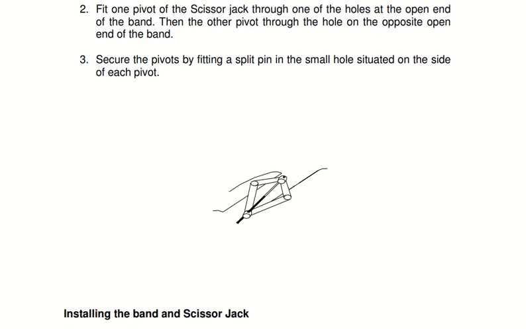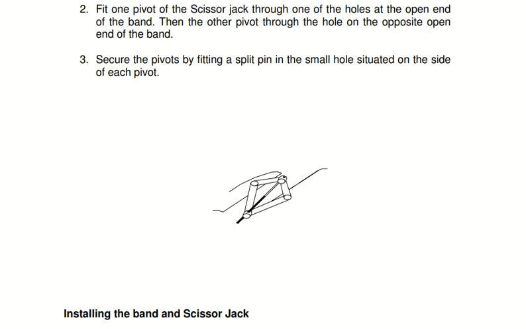Then you fit one pivot of the scissor jack through one of the holes at the open end of the band, and then the other pivot through the hole at the opposite open end of the band, and then secure the pivot by fitting a split pin in the small hole situated on the side of each pivot point.